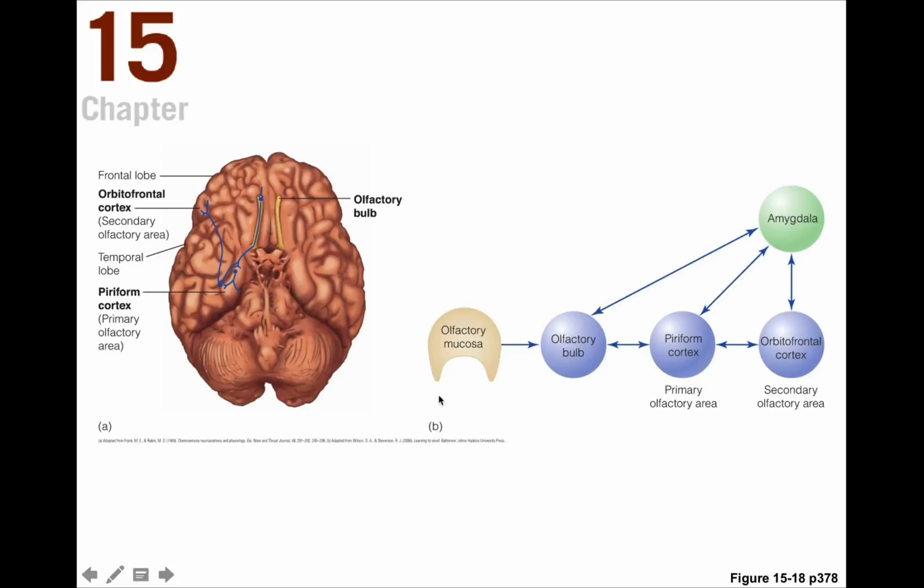And here's a nice cartoon drawing of the relationship between all of these structures. Notice that from the olfactory mucosa, we go from the olfactory bulb to the piriform cortex to the orbitofrontal cortex, and notice how these inputs all feed to the amygdala. So all these systems are processing smell information and sending it all to one of the parts of our brain that mediates emotional states, and that is the amygdala.